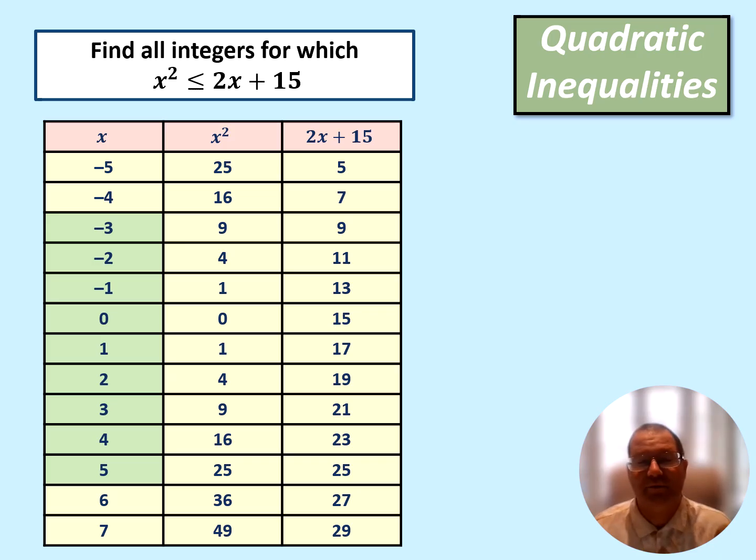When x is -3, x squared and 2x plus 15 have the same value of 9, so it is therefore true. And it's true all the way down to when x is 5, when again x squared and 2x plus 15 both have the same value, in this case 25. For all the other integer values between -3 and 5, x squared is less than 2x plus 15, and then for x is 6 and x is 7, x squared is larger than 2x plus 15. So the integers are all the integers between -3 and 5.